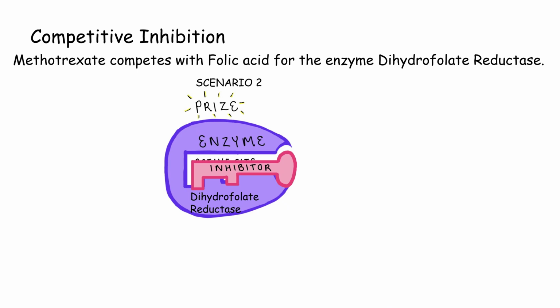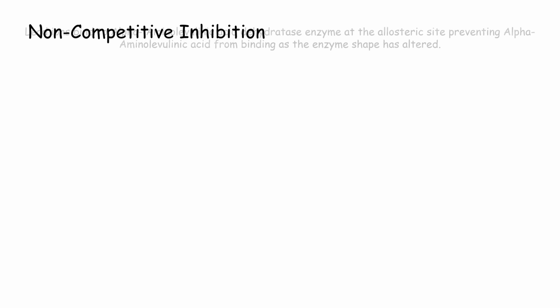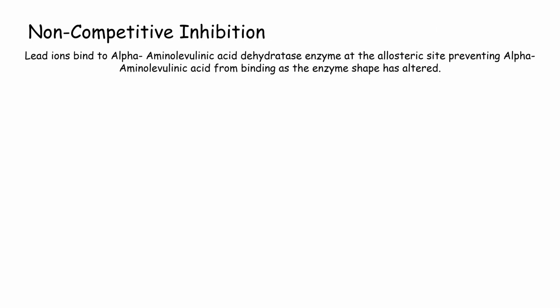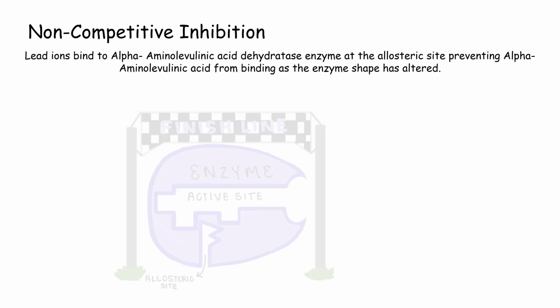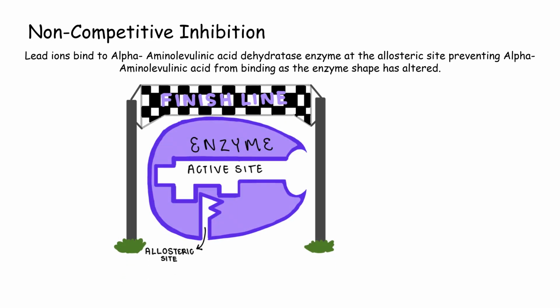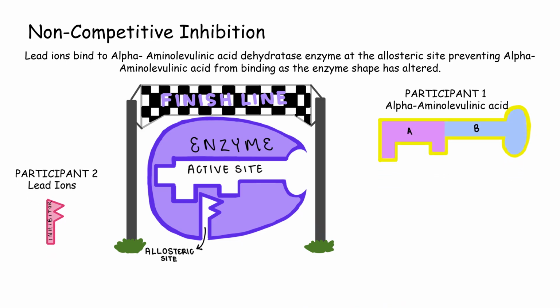A scientific example of non-competitive inhibition is lead ions, which bind to alpha-aminolevulinic acid dehydratase enzyme at the allosteric site, preventing alpha-aminolevulinic acid from binding as the enzyme shape has altered. You can think of non-competitive inhibition as a foot race with two participants, the substrate and the inhibitor. Whichever one crosses the finish line first will bind to the enzyme.